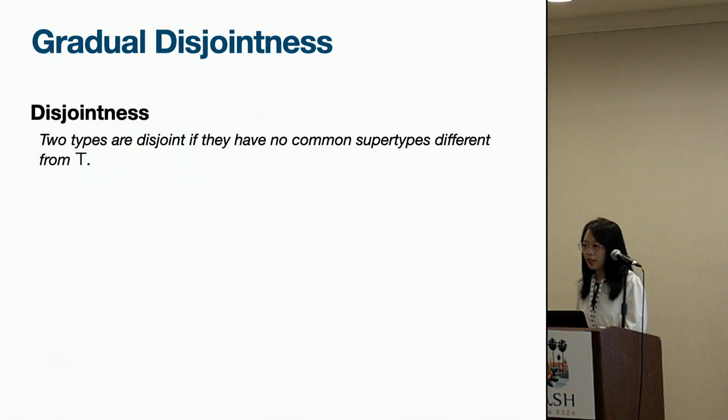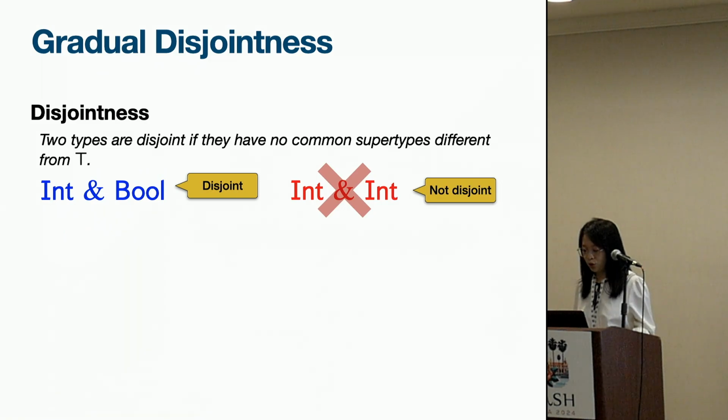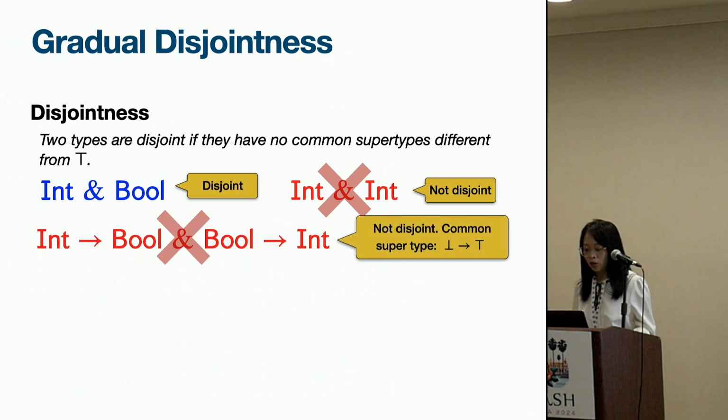So one of the key aspects is disjointness, which I have introduced before to solve the ambiguity problem in the merge operator. The formal definition of disjointness is that two types are disjoint if they have no common supertype different from top. So for instance, int and bool are disjoint. Int and int are not disjoint. And two functions are not disjoint because they have a common supertype, which is bottom to top.